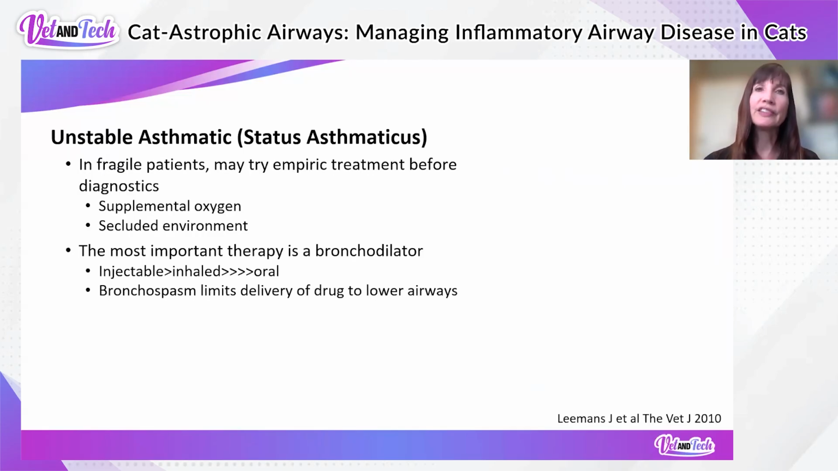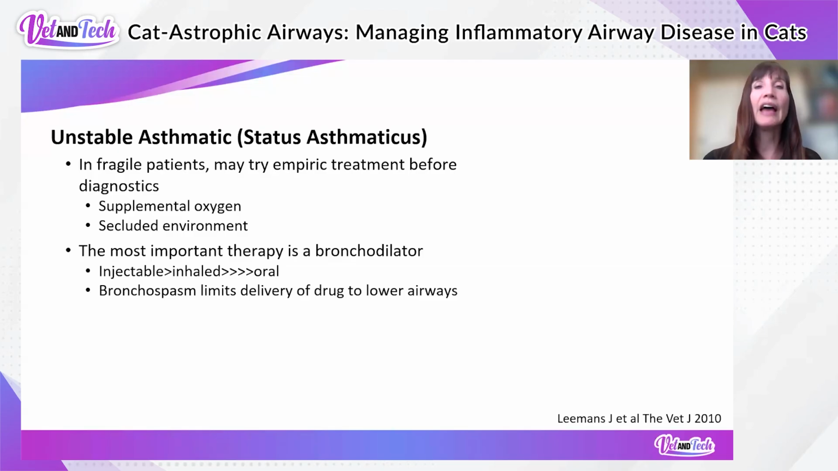Now, what do we do if it's an unstable asthmatic cat? We call that status asthmaticus. And sometimes in these cases, before we do a bunch of diagnostics, we want to keep them alive. So we may just empirically try therapy. You can do supplemental oxygen. You can just let them chillax a little bit in a secluded environment.